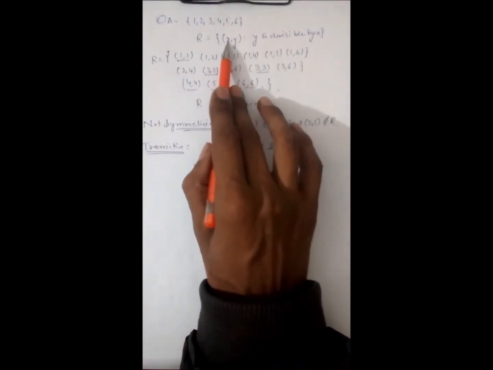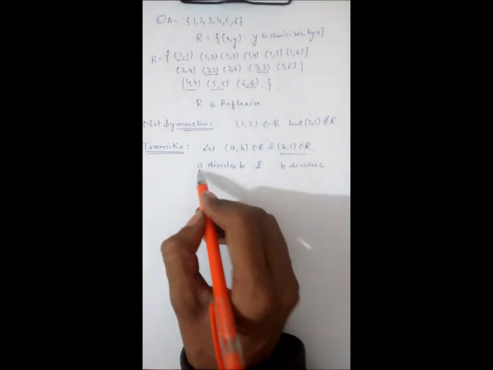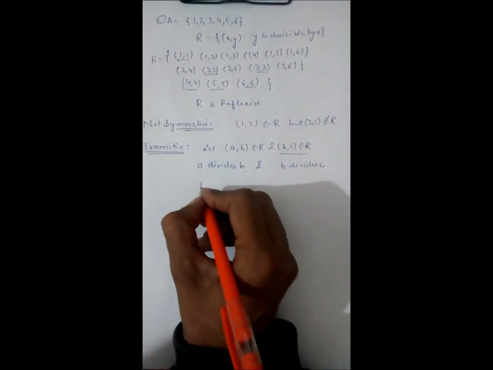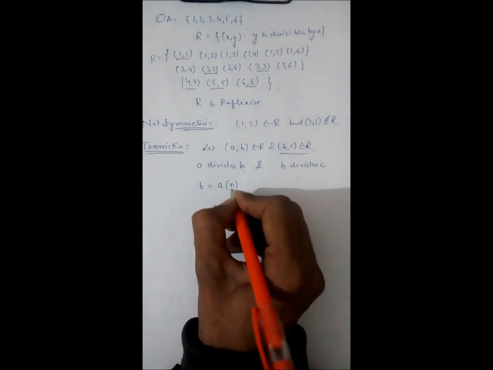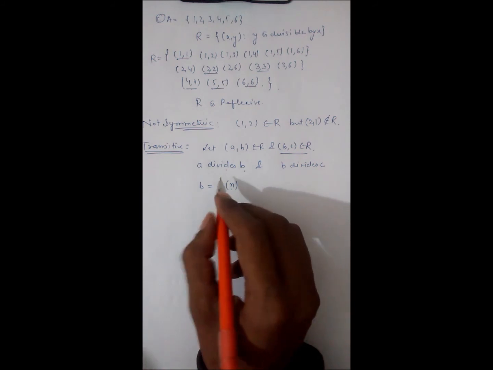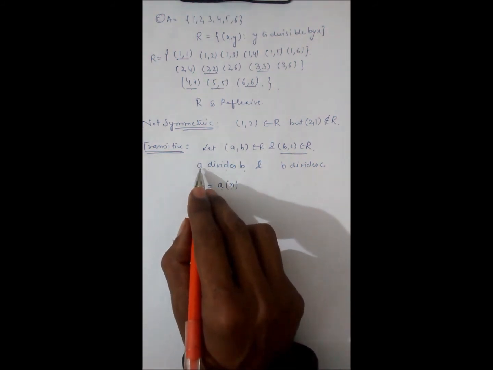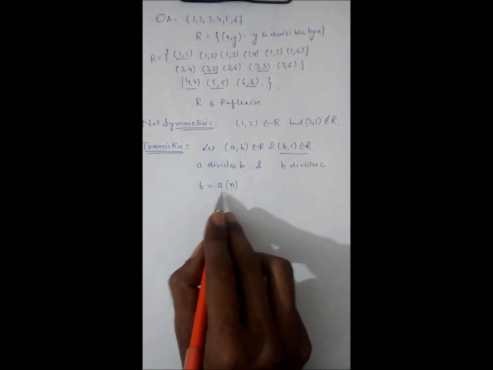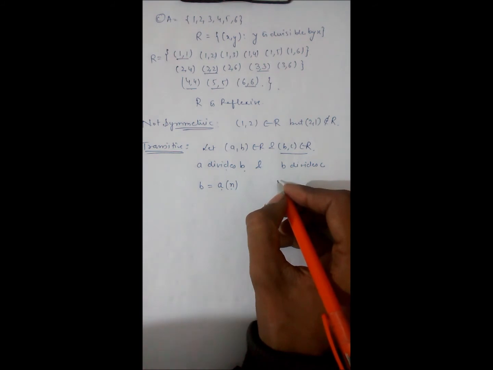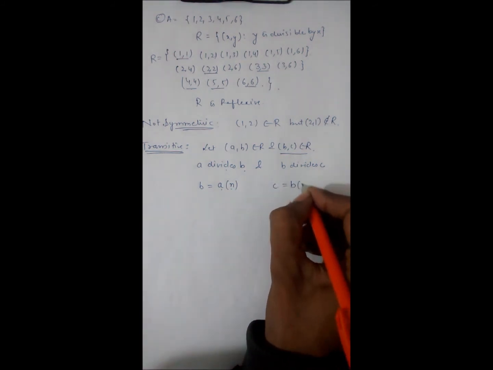Y is divisible by X is the same as saying that X divides Y. So A divides B. This means I can write B as some number n times A, because if B is divisible by A, then in the multiples of A, the table of A, I'll definitely get B at some number. Similarly, I can write C equals B times m.